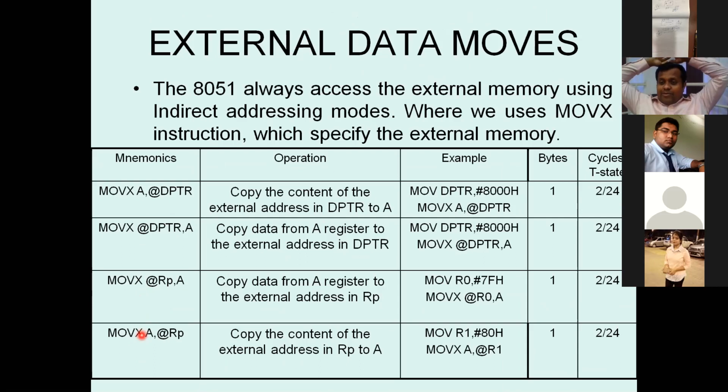When will we be using MOVX and when will we be using MOV? It's a very important question. When the content of RP, either R0 or R1, is within the range 00 to 7F, then it's the MOV instruction. When the content of RP is 80 to FF, then it's the MOVX instruction.